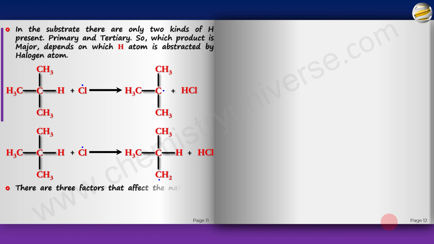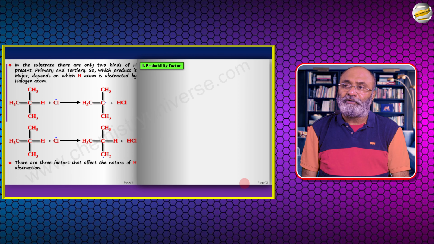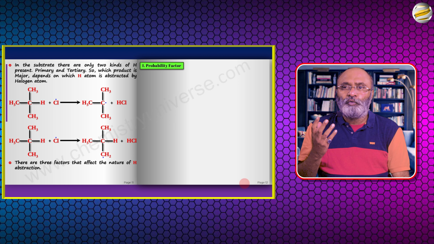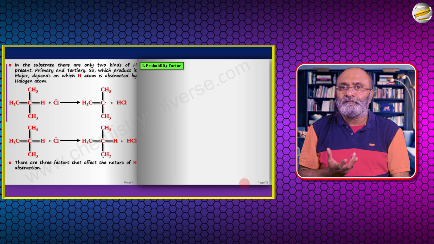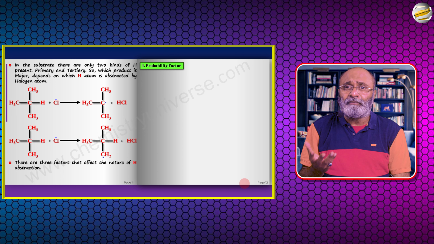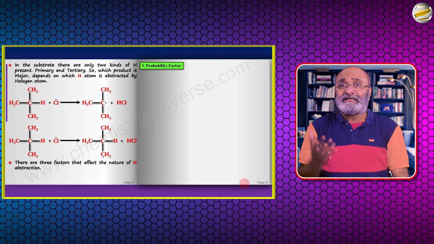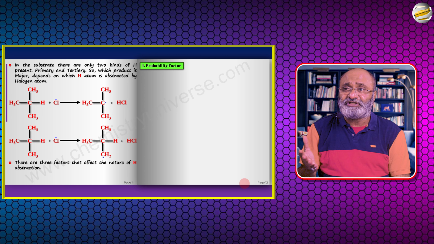So there are three factors that affect the nature of H abstraction. First is called the probability factor. Now in the probability factor, what you need to understand is if you look at isobutane, there are 9 primary hydrogens and 1 tertiary hydrogen. So from the point of view of probability, if the halogen atom were to simply collide, which H is it likely to collide with more? Obviously the one which is greater in number, right? That is primary. In fact, it has a 9 times chance of colliding with a primary than a tertiary because there are 9 primary H and 1 tertiary H.